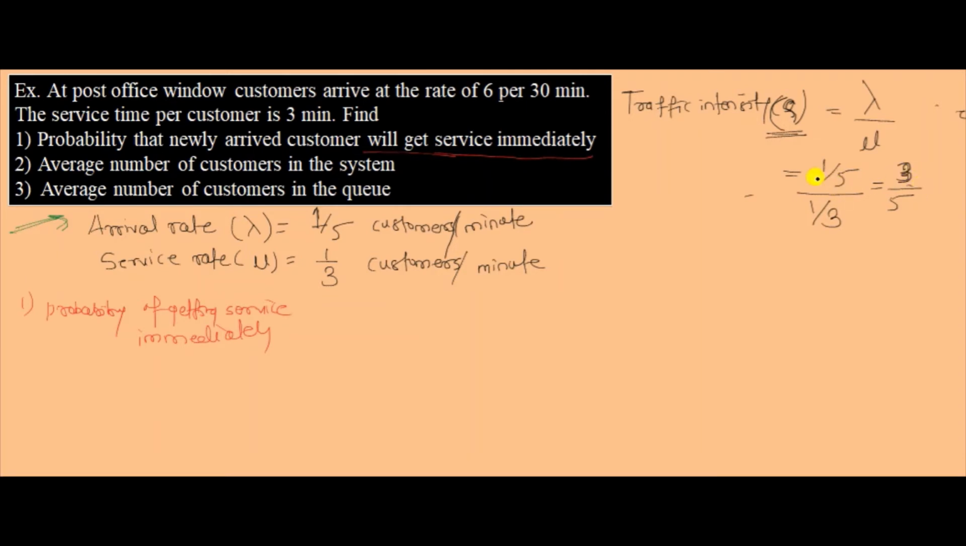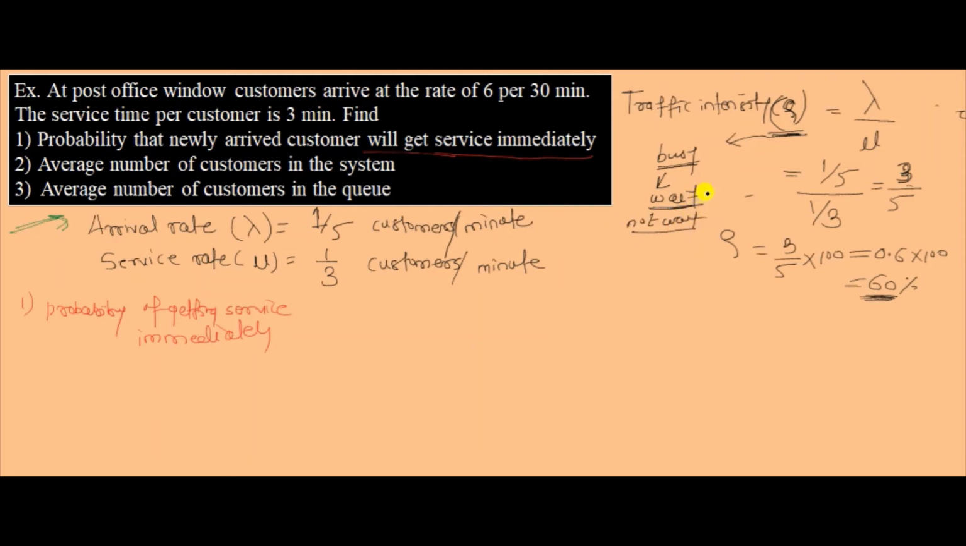We want it as a percentage, so rho can be written as 3 by 5 multiplied by 100, which is 0.6 into 100. So this will be 60%. That means there is a 60% probability that the server is busy. This value of rho is the percentage of time for which the server is busy, so the customer has to wait. But we want to calculate the probability that the customer should not have to wait.